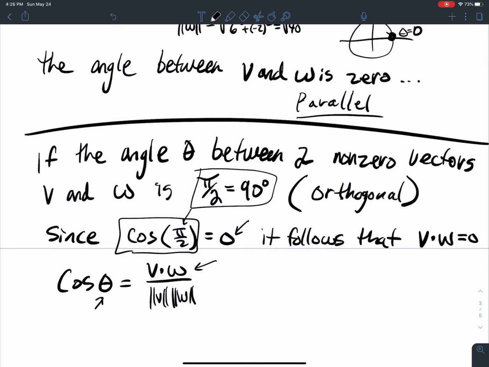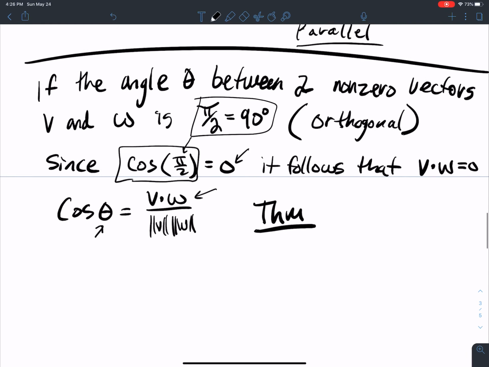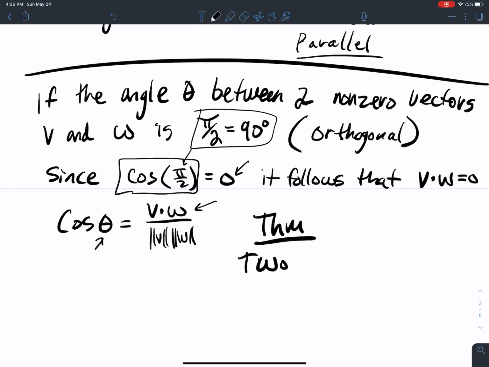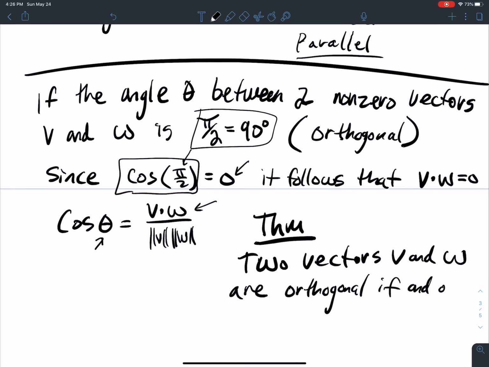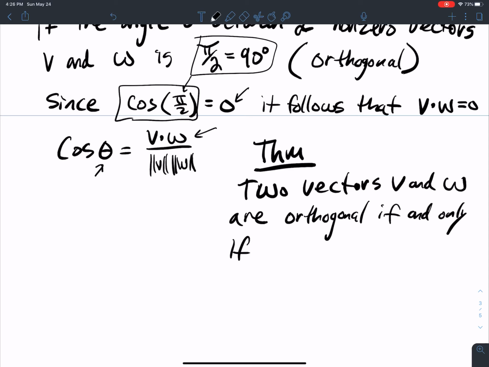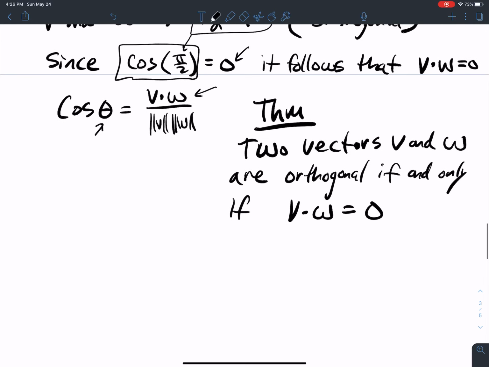That tells me, in this little theorem here that's pretty handy, two vectors v and w are orthogonal if and only if v dot w equals 0. So if the dot product is 0, then they're orthogonal to each other. Okay, so very powerful, very quick way. So if the dot product is 0, then it's orthogonal. So that's a quick way to tell.